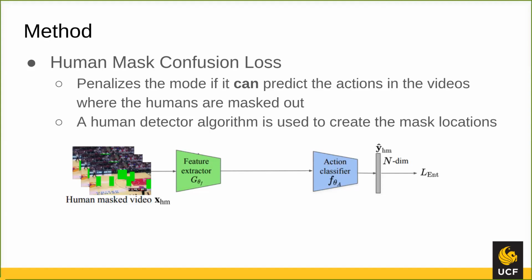And if the action classifier is still able to classify properly, so if we can still determine what action it is when there are no humans visible, then we know that there's some type of background object or background scene being encoded, and so we want to penalize the model. We would like the model to only be able to predict if there are humans, because then we know that it's looking at the humans in the video.